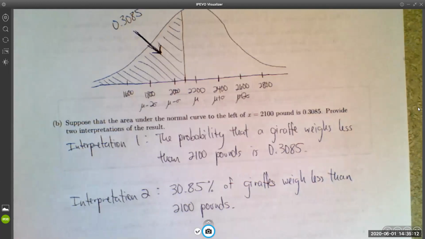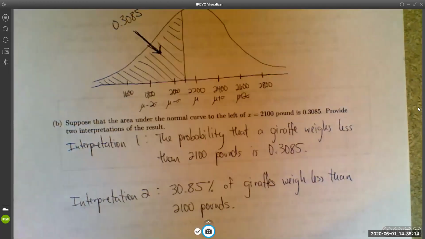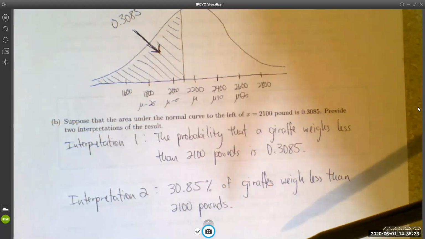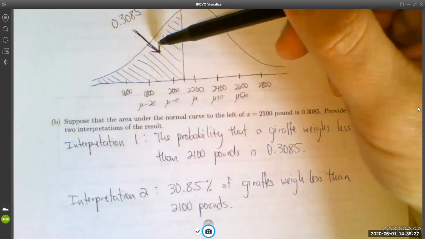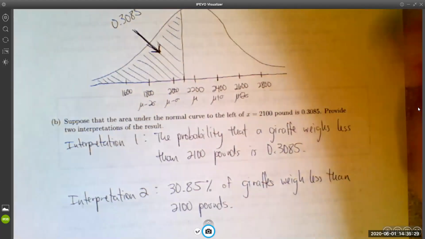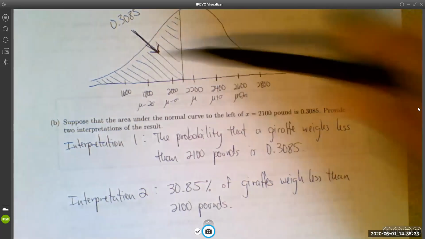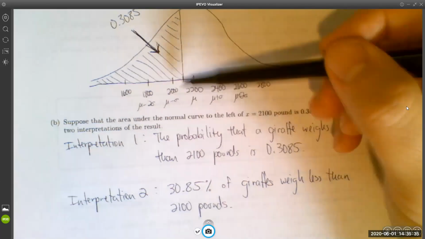But the moral of the story and the whole point of going over this stuff in this section is just so that you realize that 0.3085 is equivalent to the probability that a giraffe is less than 2,100 pounds. Okay, so that's the idea there.